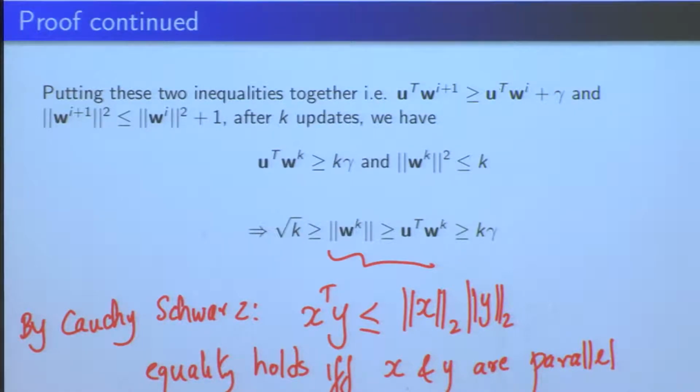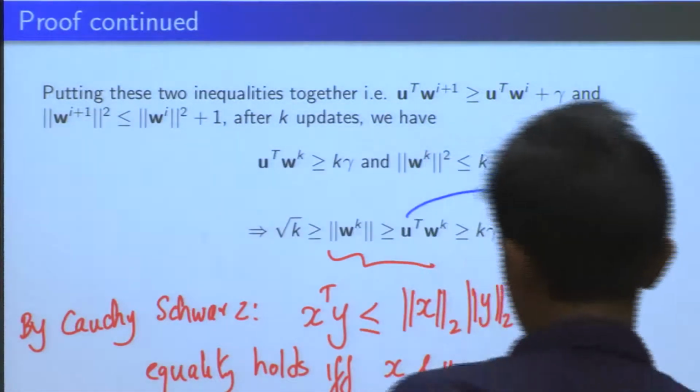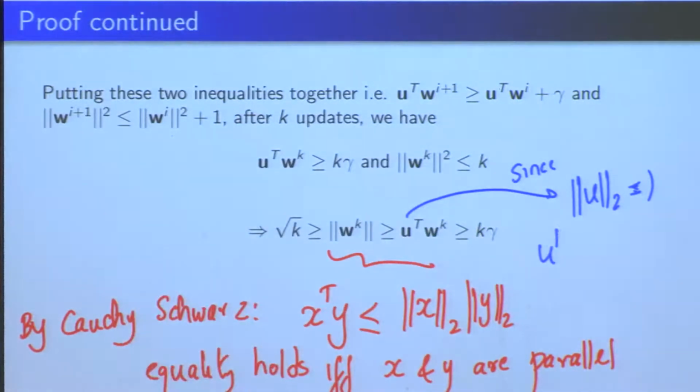So what do we know about the norm of U? It is 1. So since the 2-norm of U is 1, we will have that W_K transpose U, or U transpose W_K, is less than or equal to the norm of W_K.